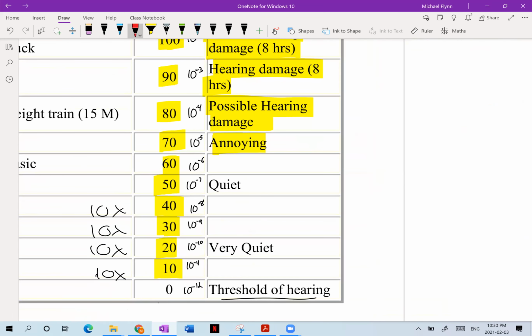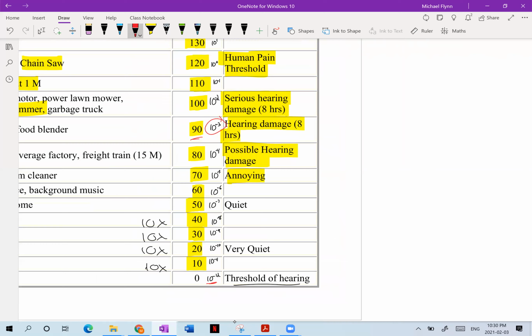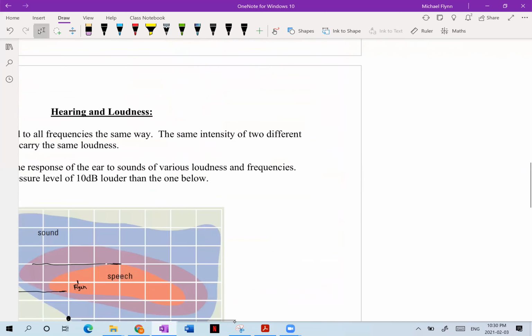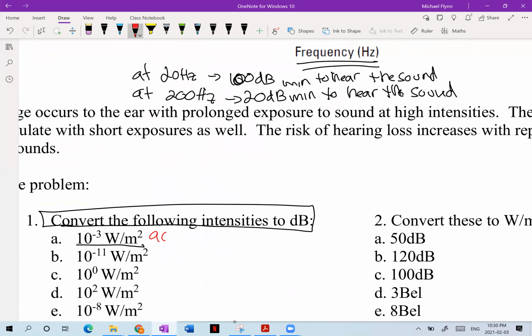I'm going to circle it in red. The bottom one is 10 to the minus 12. I go up: minus 11, minus 10, minus 9, minus 8, minus 7, 6, 5, 4, 3 is right there. And that corresponds to 90 decibels. So I go back here, I zoom in on this. This would be 90 decibels. So that's how you do that question. I'll let you do the rest.